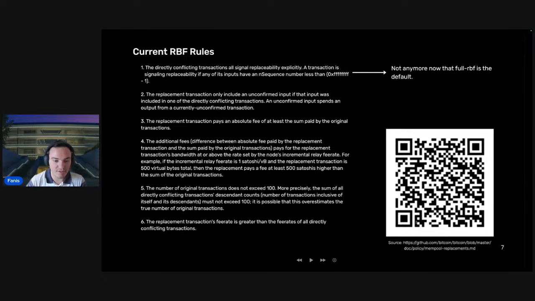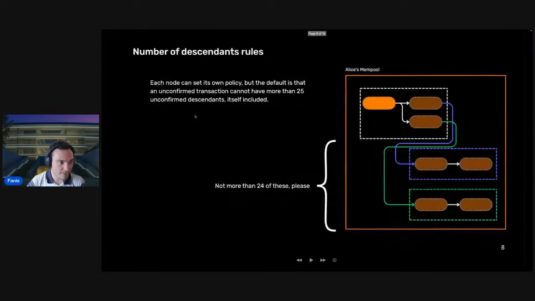You can also check the history of the mempool replacements.md file in order to see how it evolved. For instance, the last version, the one that you can access with this QR code, today doesn't have the rule number 1 anymore. But if you go back in history a few months ago, you can see that rule 1 was still here and that it was saying this. And then there are the number of descendants rules.